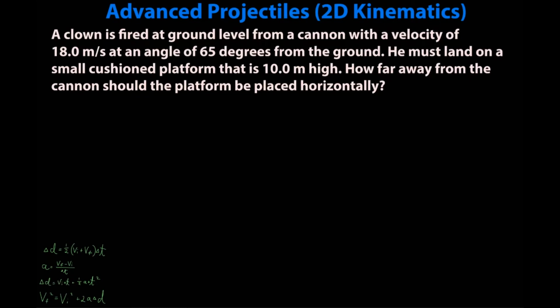A clown is fired at ground level from a cannon with a velocity of 18 meters a second at an angle of 65 degrees from the ground. He must land on a small cushioned platform that is 10 meters high. How far away from the cannon should the platform be placed horizontally?